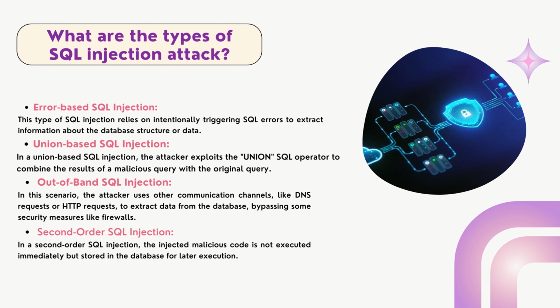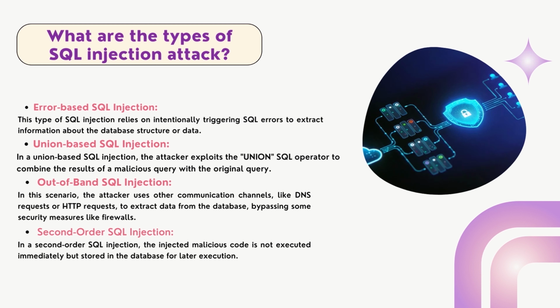The fourth one is error-based SQL injection. In this, the attacker intentionally triggers SQL errors in the application to extract information about the database structure or data. The error messages generated by the database are then used to get insights into the database schema or contents. The fifth one is union-based SQL injection. In this, the attackers inject a crafted union statement to fetch data from other database tables which may not be accessible through the original query.